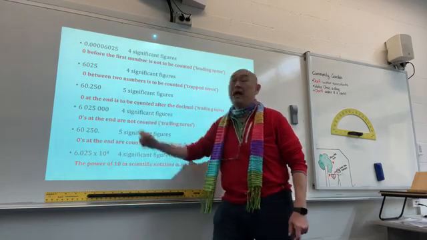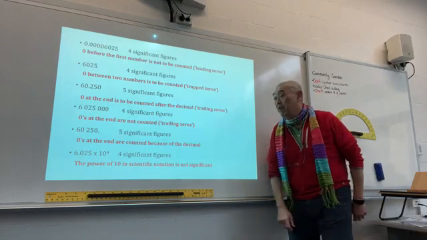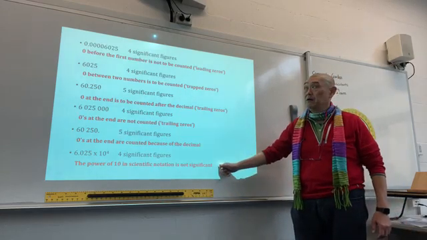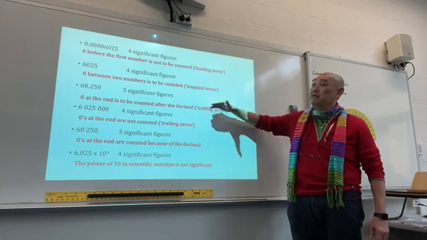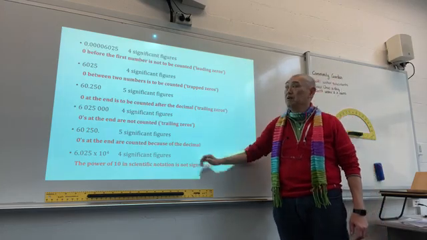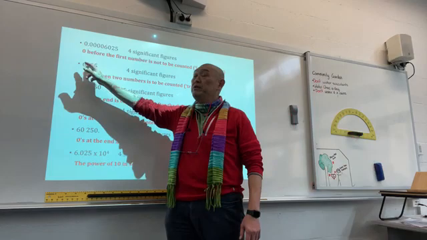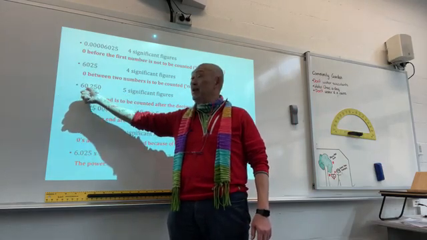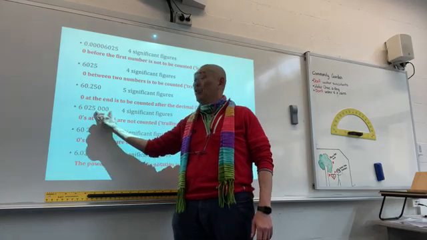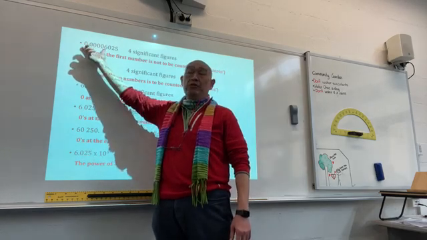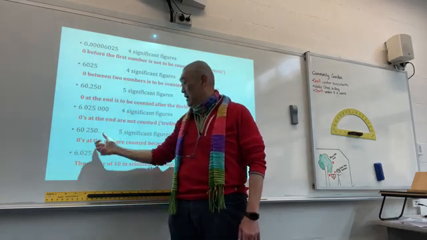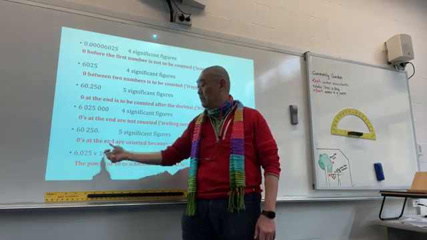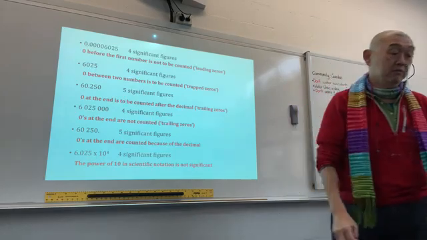And the 0 at the end, we don't count. So the power of 10 in scientific notation is not significant. All right, so think about the significant figures. The 0 in between two numbers you have to count. At the end, if there's a decimal, you must count. If not, you don't count. Before, you don't count. If there's a decimal after the 0, you count. And anything to do with scientific notation, you don't count. All right.